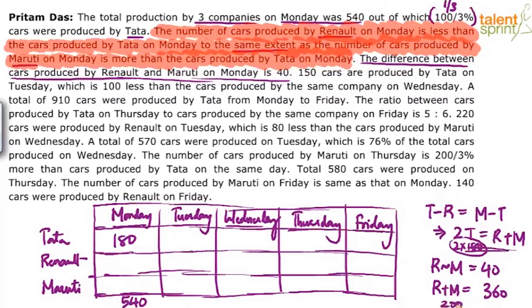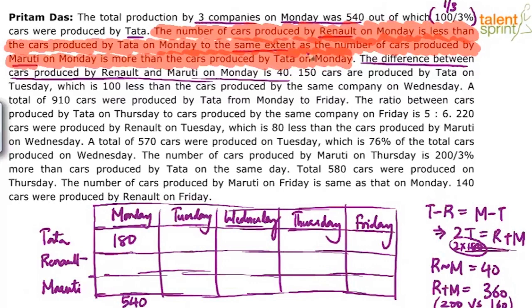Yes or no? 200 versus 160, in terms of values, because 200 plus 160 is 360 and 200 minus 160 is 40. Now the question that arises is, which is 200 and which is 160? It is very obvious that Renault is less than Tata. You see, T minus R we have taken. That's what he had given, right? The number of cars produced by Renault on Monday is less than the cars produced by Tata. Tata has produced 180. If Renault is less than 180, Renault has to be 160.